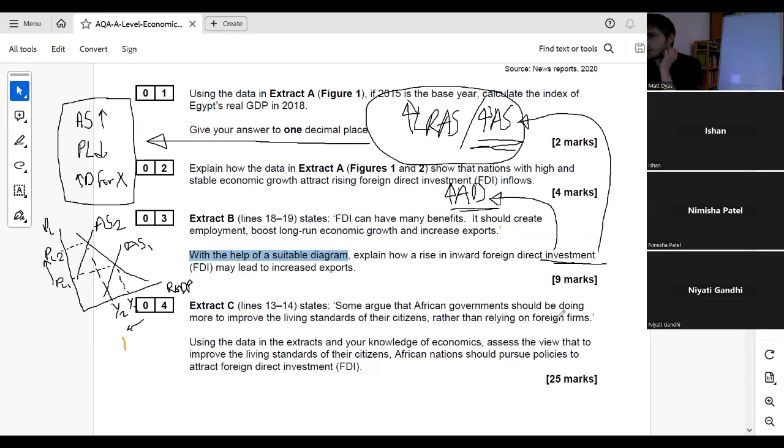Dealers ask, can you say it leads to a shift in LRAS? Yep, absolutely. Again, if I just changed this to LRAS, it doesn't change the next steps. The shift in LRAS still decreases the price level. It's just a long run macro equilibrium instead of a short run macro equilibrium.